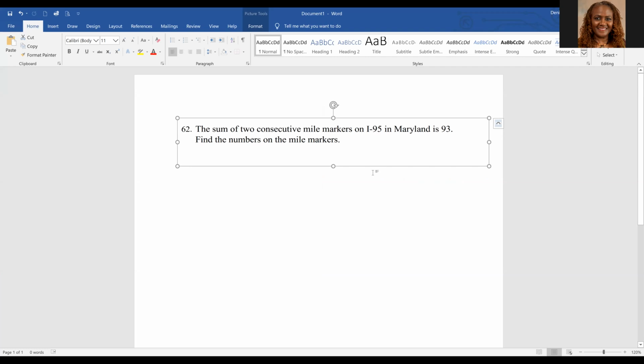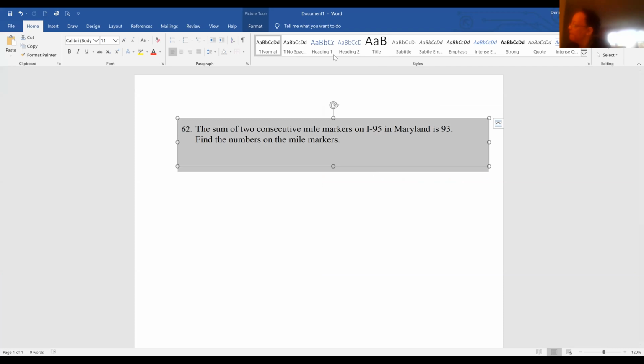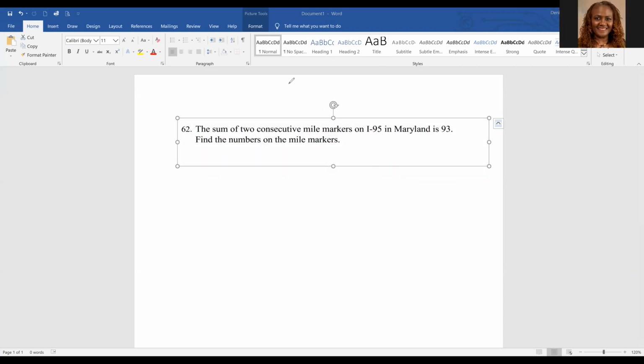Can you see the sum of 2 consecutive integers? Yes. Okay. So let's see how we do it. What you want to do is make sure that you can articulate what 2 consecutive integers are. So the sum of 2 consecutive mile markers, 2 consecutive integers. The first thing is you want to be able to say that x is the first consecutive integer, and the second consecutive integer is x plus 1.